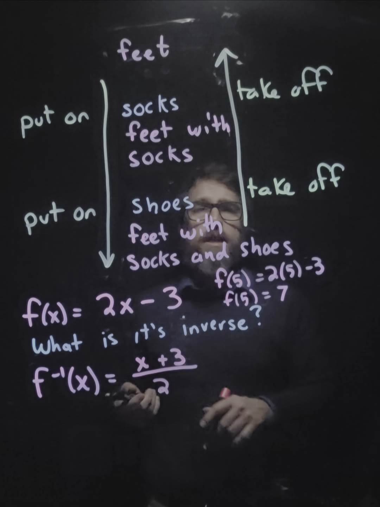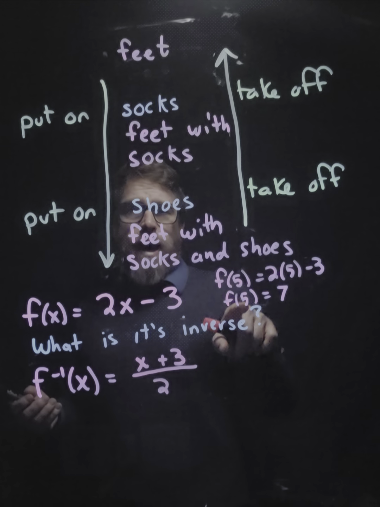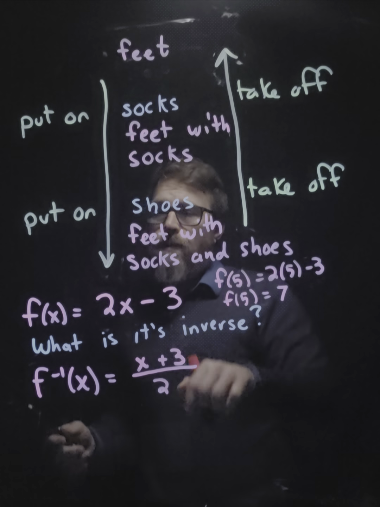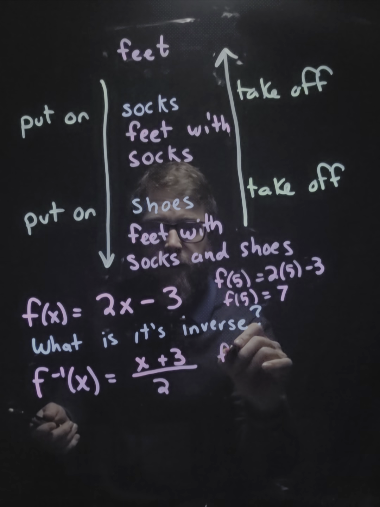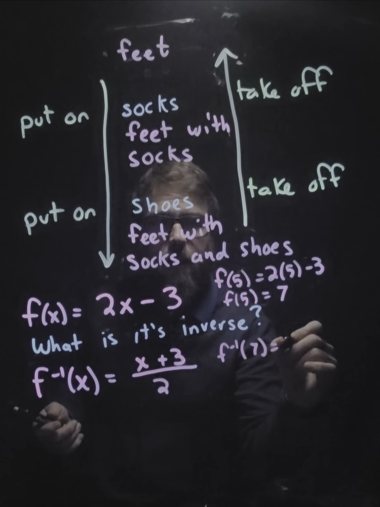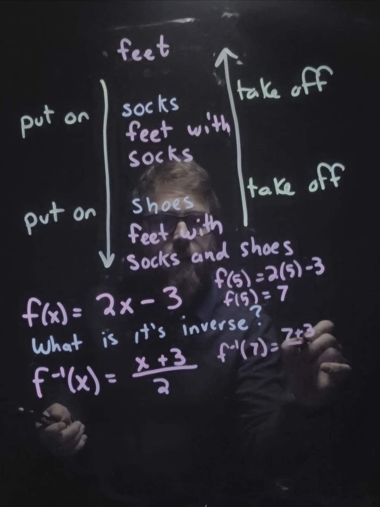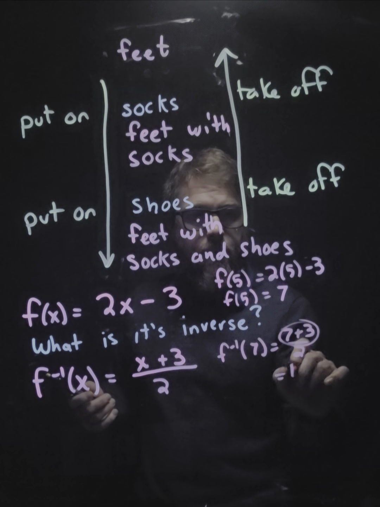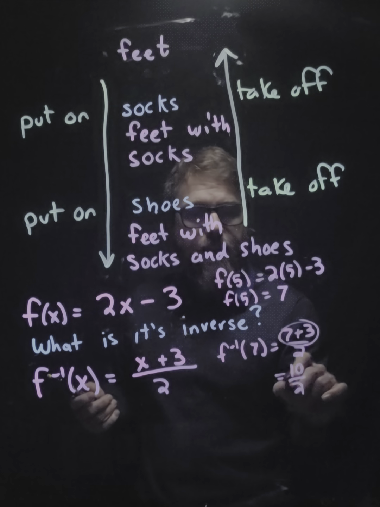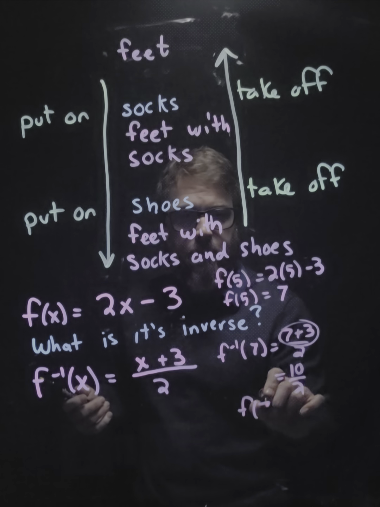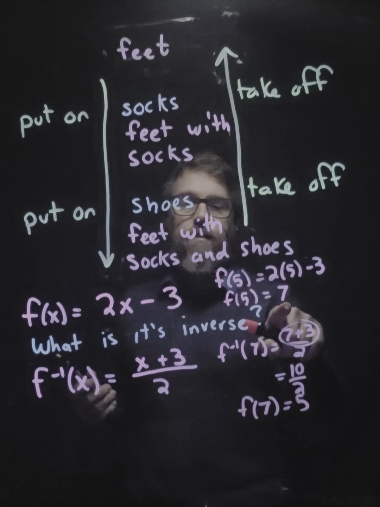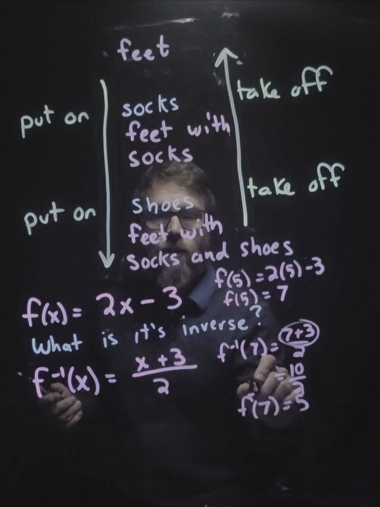Now if this indeed is the inverse, we know that f of 5 mapped to 7, so this thing should take 7 and map it back to 5. Let's check. What is f inverse of 7? Well, when I plug in 7, I know that I'm going to have to add first and then divide second. So that means f inverse of 7 is equal to 5, verifying that if 5 maps to 7 through f, then 7 will map to 5 through its inverse.